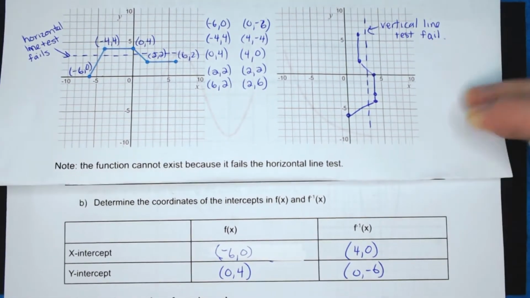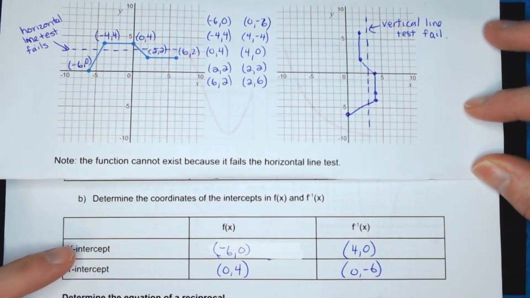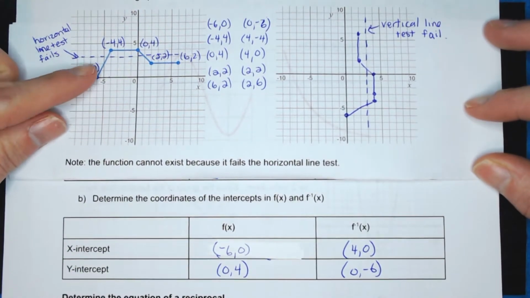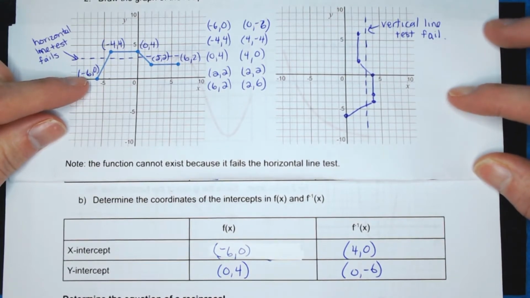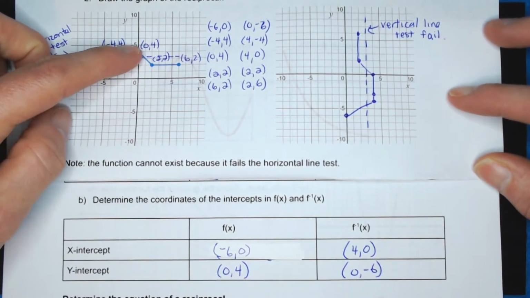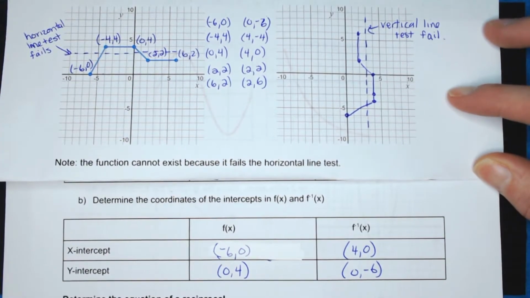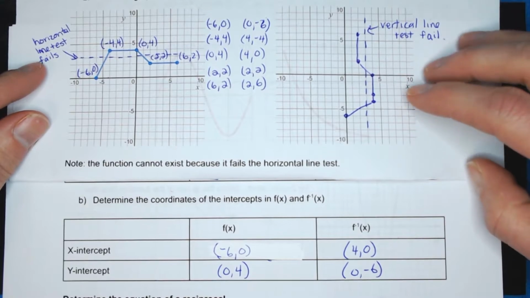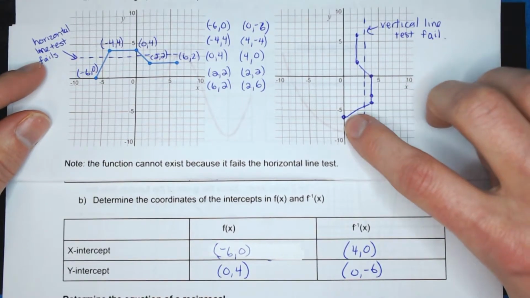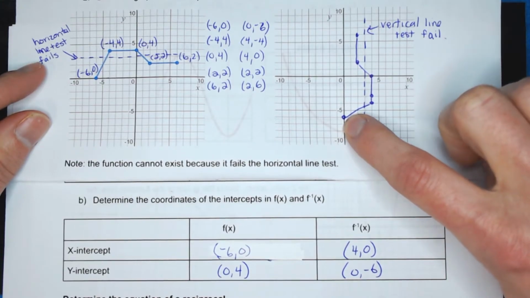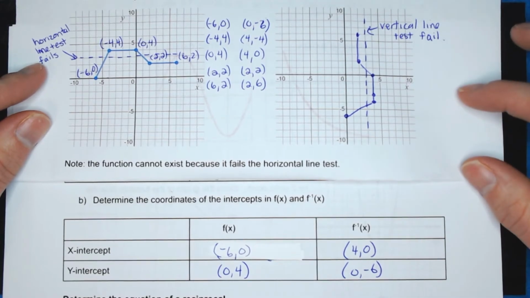Now, the other thing that you've been asked to do is to determine the coordinates of the intercepts. So on the original graph, our x-intercept is here, -6 and 0. And our y-intercept is here, 0, 4. Notice how those things change in the new graph. We have our x-intercept at 4, 0, and our y-intercept at 0, -6. So there's a little bit of a switch in the coordinates there, and you should just be conscious of that when you're working.